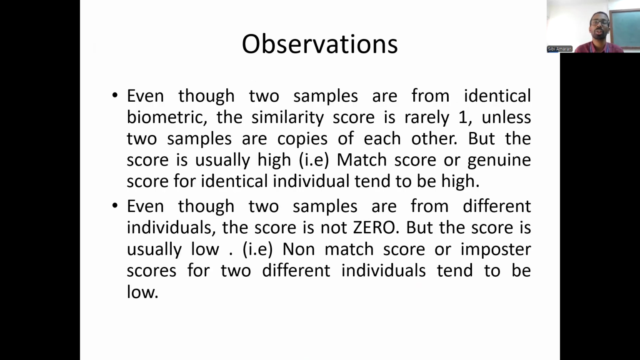Okay, observations. Even though the two samples are coming from the identical source, the similarity score will rarely be one, unless the two samples are copies of each other, but the score is usually high. If two samples are coming from the same person, it will be represented as a genuine score, the score will be very high, and it will be represented as 1. And if the two samples are coming from different individuals, the score will be represented as 0, it will be represented as an imposter, and that will be considered a dissimilarity.